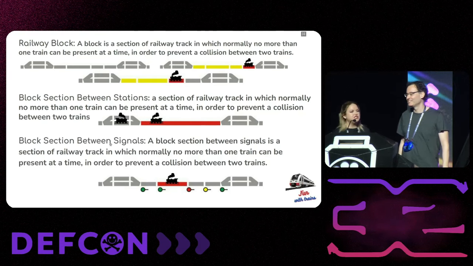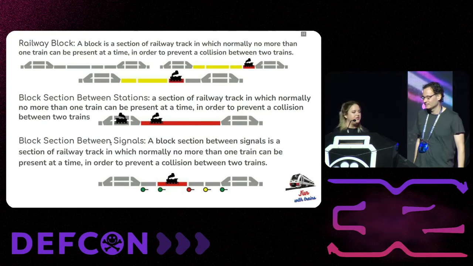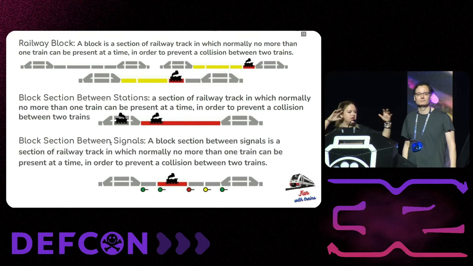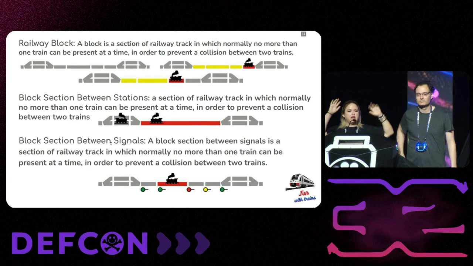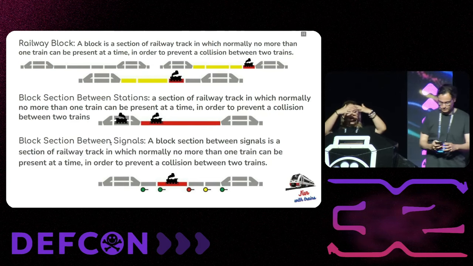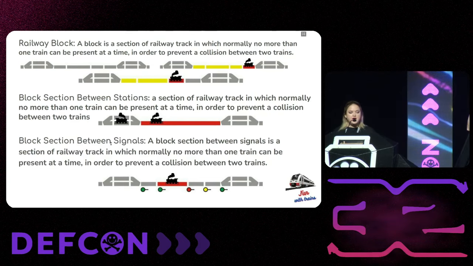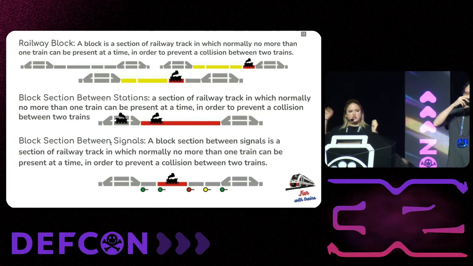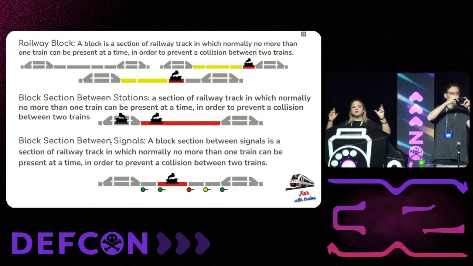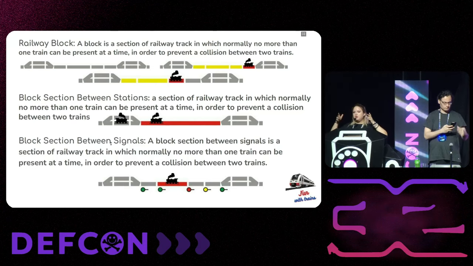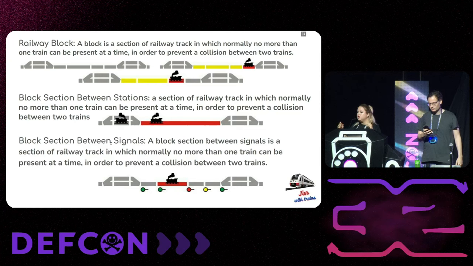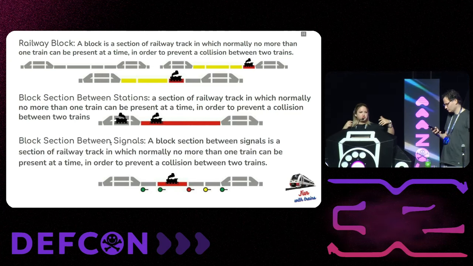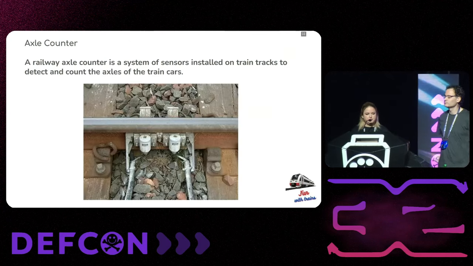So let me introduce you to some concepts. For example, the railway block. A railway block is a section where normally no more than one train can be present, to avoid collision between two trains. These blocks can be between stations and can be between signals, for the railroad control people to be able to control the passes of the trains between these blocks.